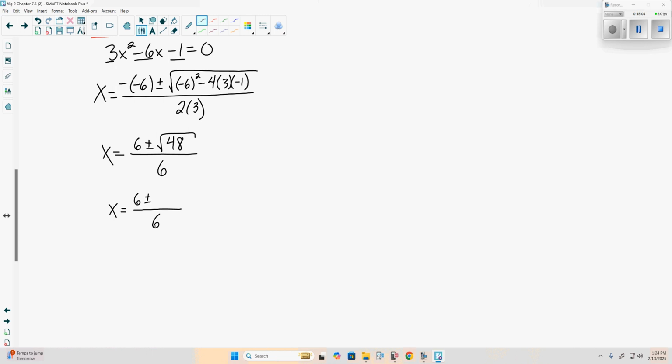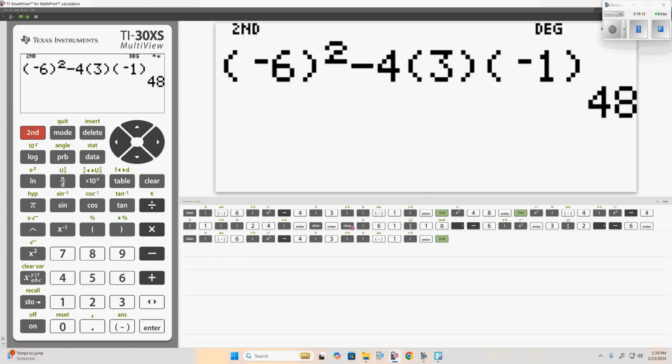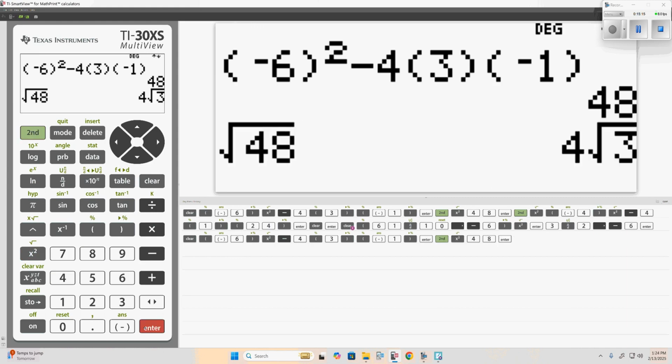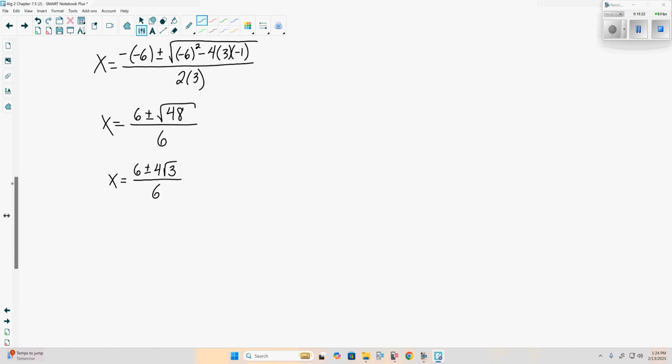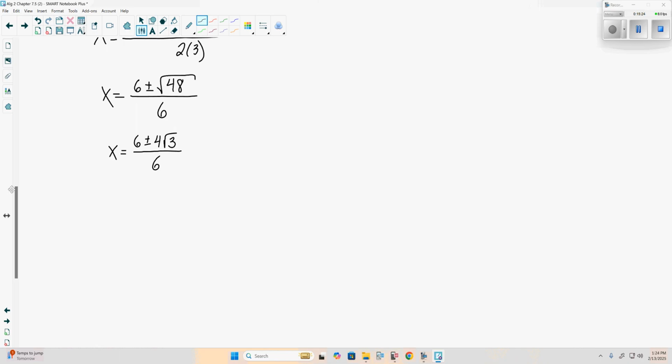So it tells us that x is equal to 6 plus or minus the square root of 48, all over 6. Now we need to take the square root of 48 and see what it is. The square root of 48 is 4 square root of 3. Now this is an answer, but it is simplifiable.